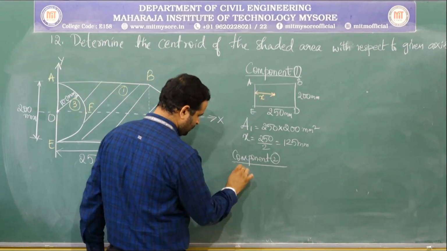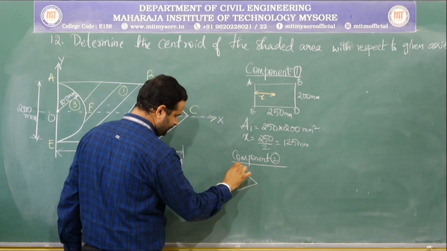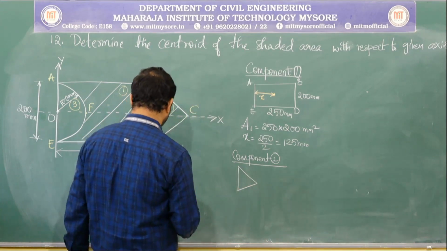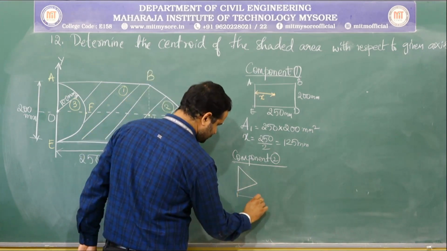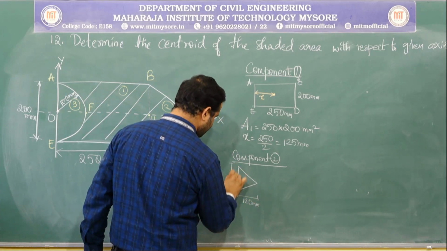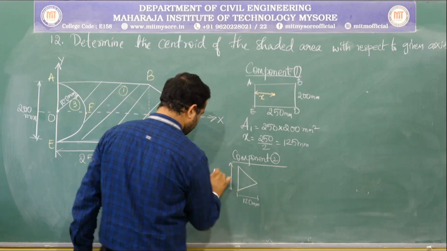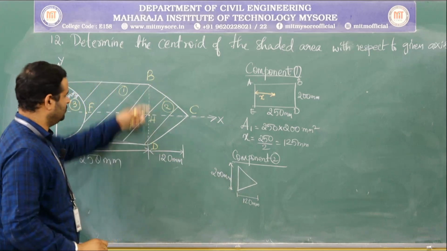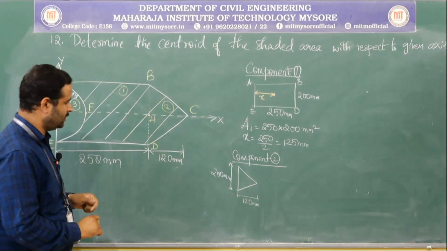It is a triangle. So, the dimensions are, this is 120 and this will be again 200, this is 200 mm.